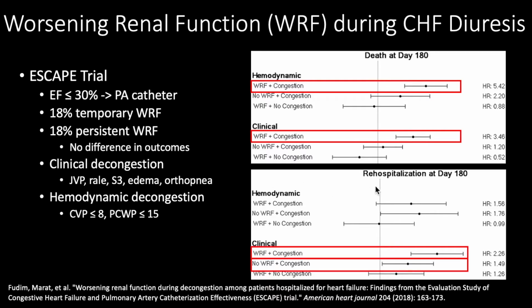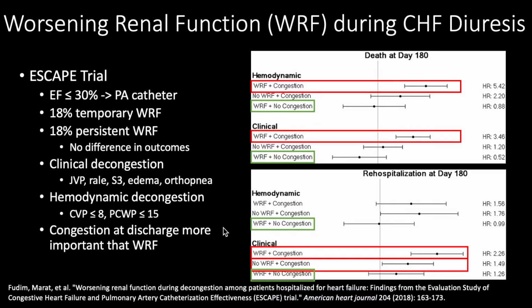And same thing, those patients that were rehospitalized at 180 days were the patients who had worsening renal function and congestion, aka they still had crackles or peripheral edema, or patients with stable renal function and congestion. The group that ended up doing the best were those that had worsening renal function and no congestion. So they were sent home and their creatinine was worse, but they were dry. They had no more peripheral edema, no crackles, and they had normal hemodynamics.